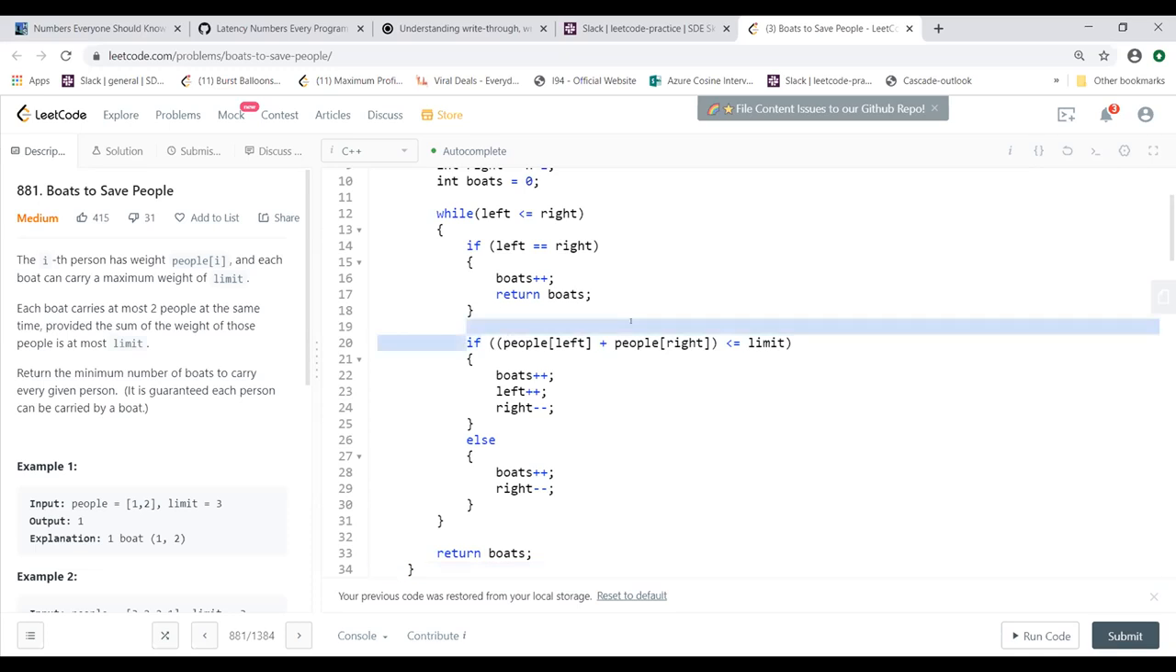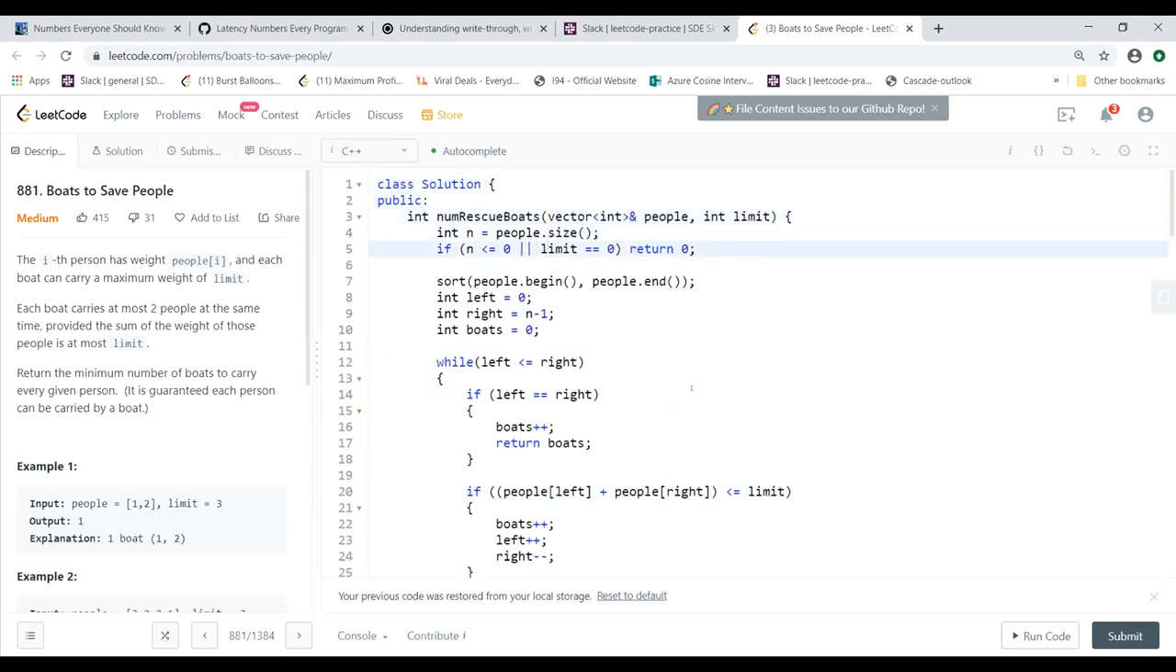If you go for this first condition, what we were discussing, if it is less than or equal to the limit, you increment and decrement the right and left pointer, and then increment the number of boards. Or else if it is greater than the limit, you just have to decrement the right counter and increment the boards. But if both of them are on the same pointer, they just increment the number of boards and then return the boards. Okay, but this solution is O of n.